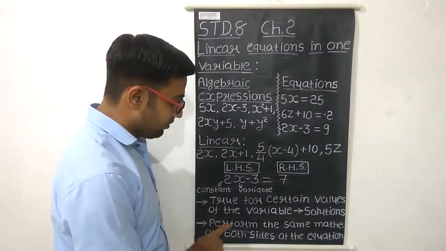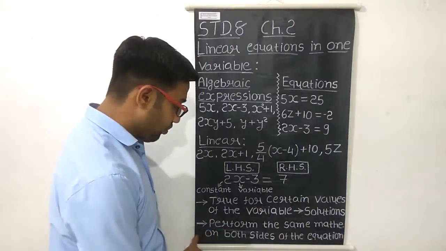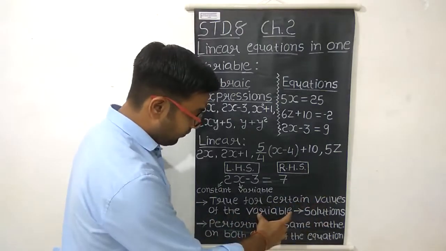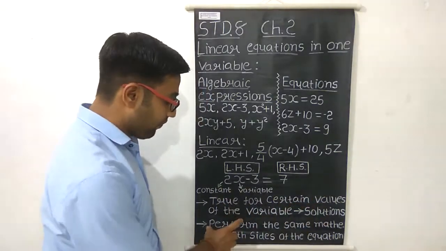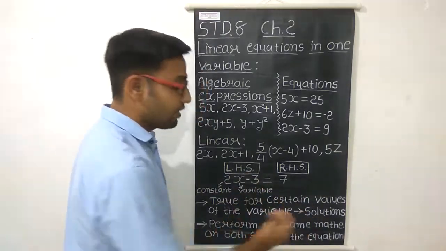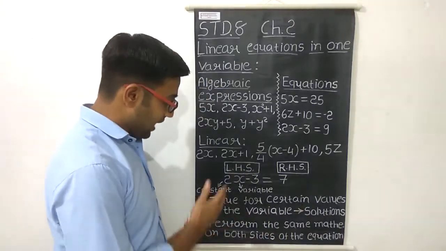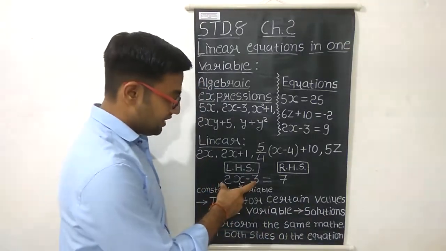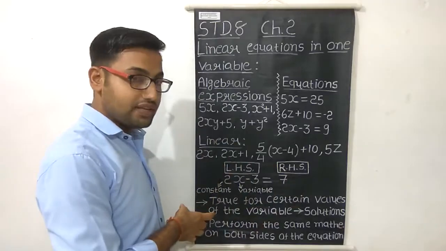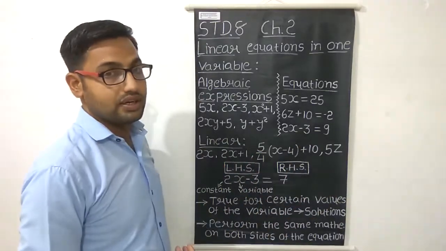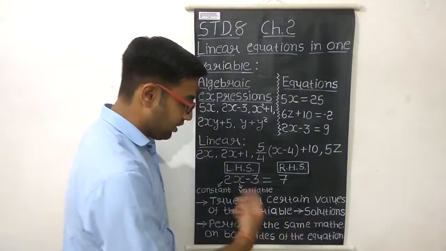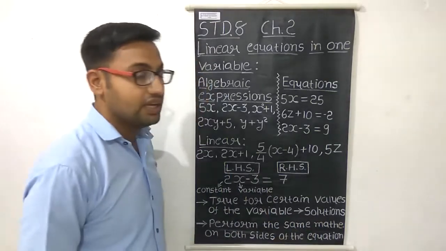To find that particular value of the variable, we have to perform the same mathematical operation on both sides of the equation. That means if we add some value to the left hand side, we have to add the same value to the right hand side. If we subtract some value from the left hand side, we have to subtract the same value from the right hand side. That is called performing the same mathematical process on both sides of the equation.